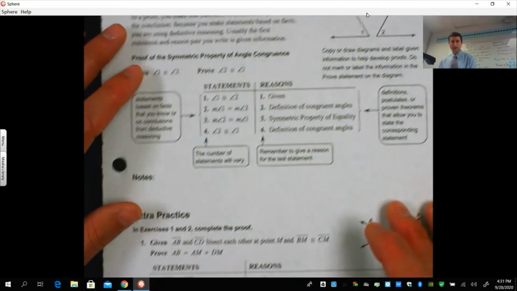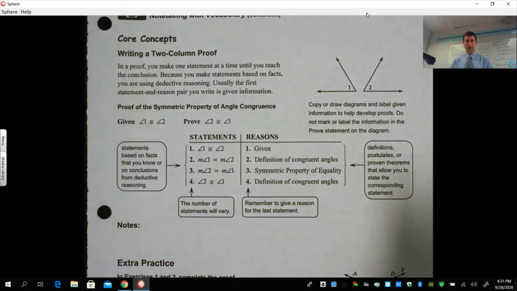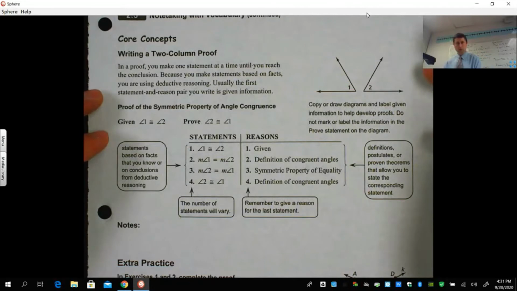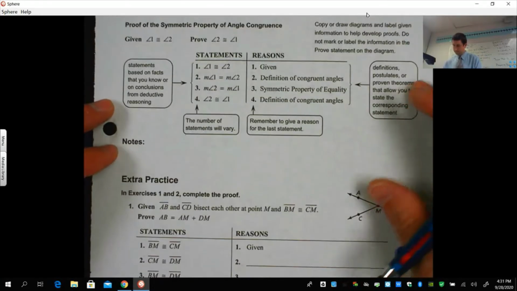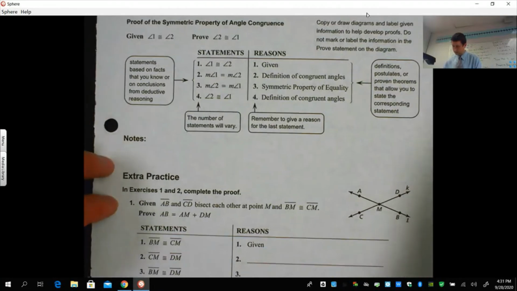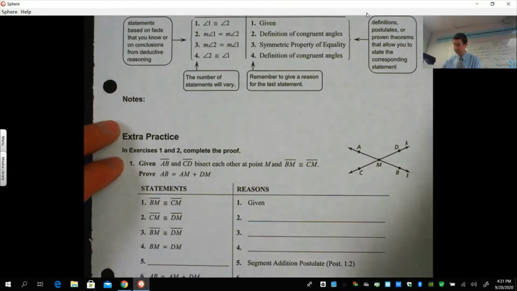Okay, so we're writing a two-column proof. These are the notes. You need to pause and just kind of read through that. I'm not going to read it to you right now. They kind of give an explanation of how we go through this process here. Okay, so go ahead and pause. We'll go down to extra practice down here and work on filling in these missing items.